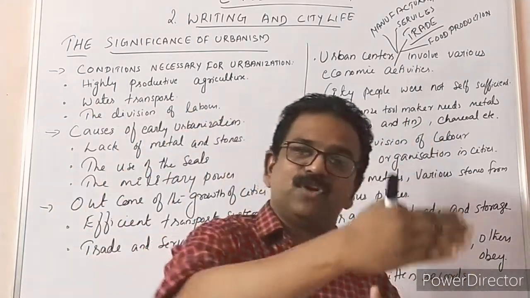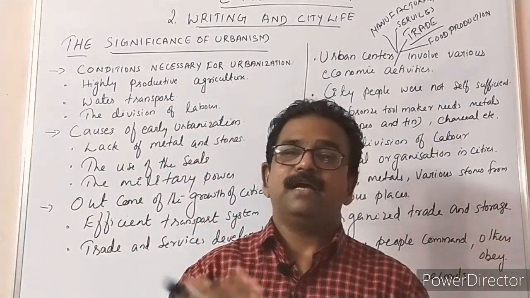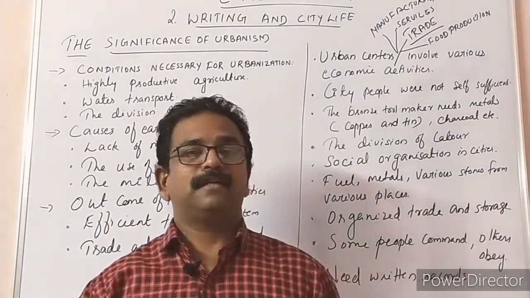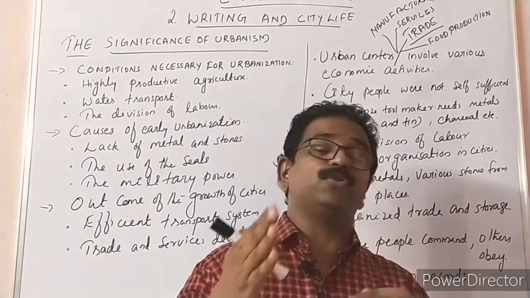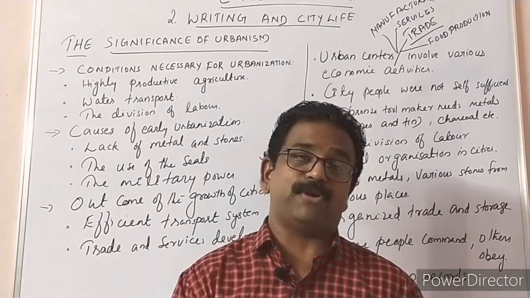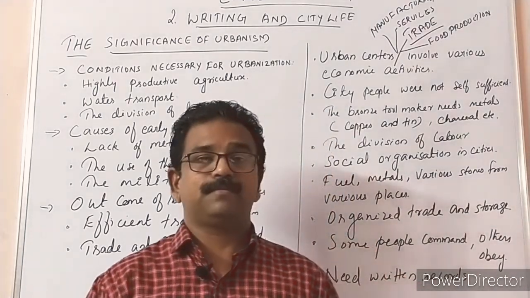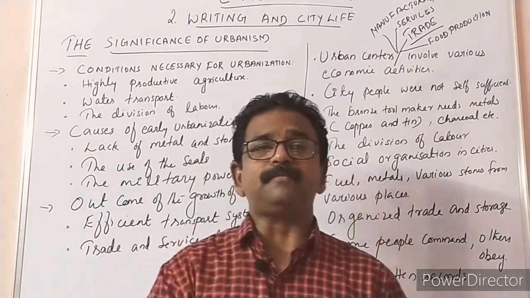So many people, division of labor, service providers, transport providers, right? Normally earlier they used transport, we will read about transport ahead. Then also earlier they used animals for transportation. Then waterways they used like that, right?